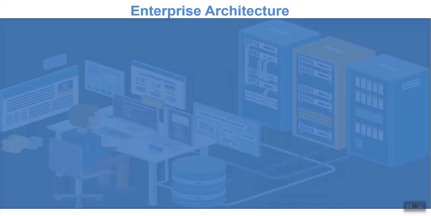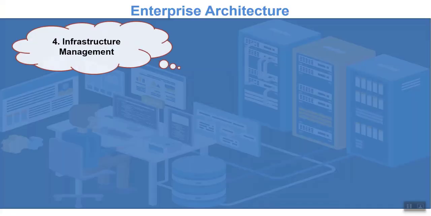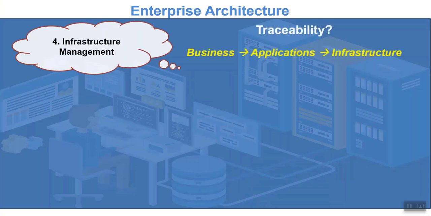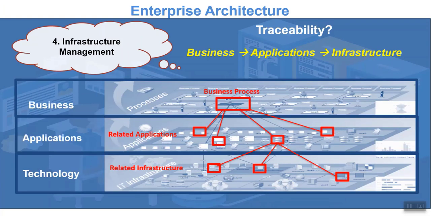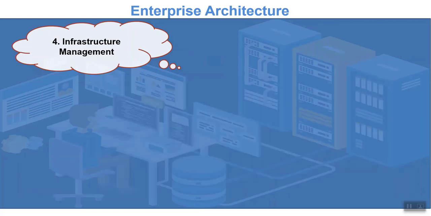The fourth use case I would like to talk about is related to infrastructure management. So how does enterprise architecture help with infrastructure management? Remember when we spoke about the traceability between business applications and infrastructure? If we have an enterprise architecture practice in place, we know for each business process which applications are serving that process. And for each application, we know what are the infrastructure components that are hosting this application. Using this information, we can answer multiple questions related to infrastructure management.